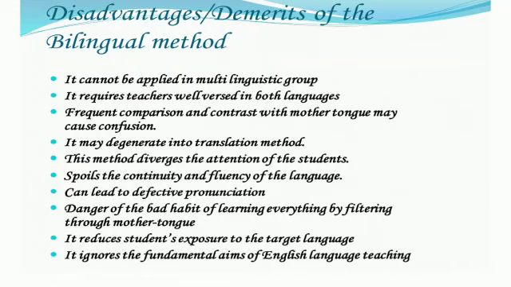The next one is can lead to defective pronunciation. So, pronunciation may be defective by the influence of what? The mother tongue. Understand? The pronunciation may be defective by the influence of the mother tongue. So, can you understand, all of you?